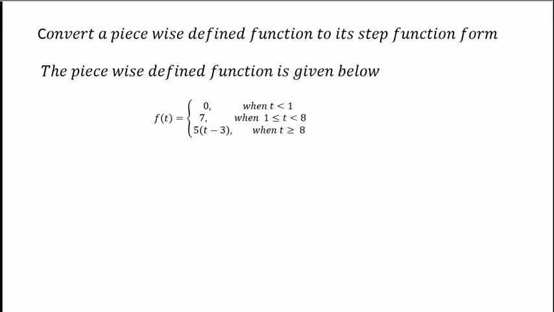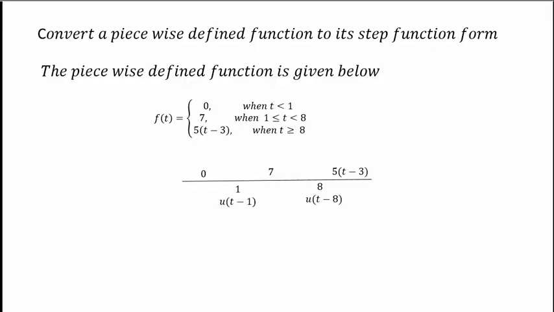So we have a function f(t) defined as 0 when t is less than 1, 7 when t is greater or equal to 1 and less than or equal to 8, and 5 times t minus 3 when t is greater or equal to 8. So we just use a number line and put all these t boundaries. So t is 1 and 8. And then we have the values: when t is less than 1, it is 0. Between 1 and 8 we have 7. And after 8 we have 5 times t minus 3.